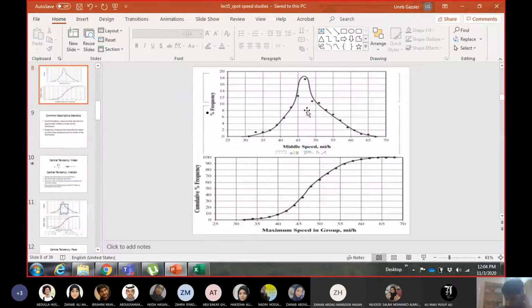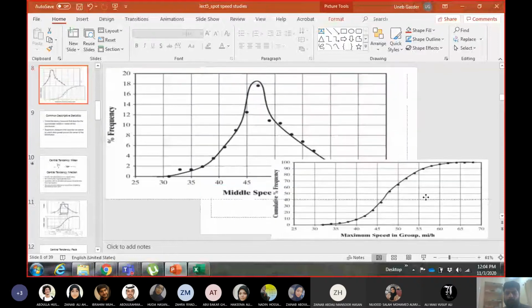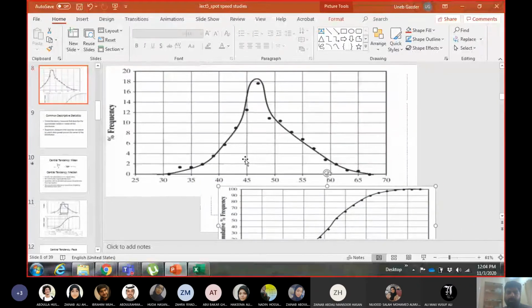Somebody may say that you are saying it's symmetric, but maybe there's a problem with your eyes. This curve is not symmetric. Let me make it bigger. Somebody may object to my judgment, and he may say this curve is not at all symmetric. You must get your eyes checked from a doctor.